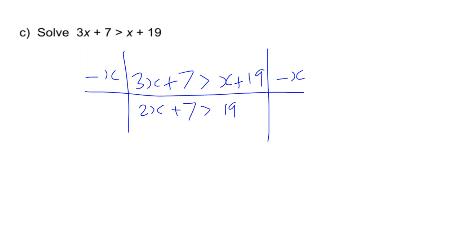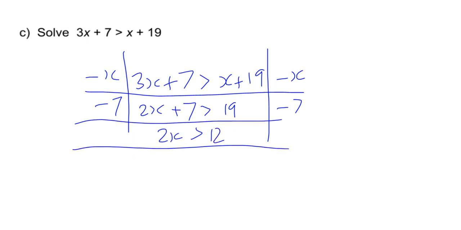So far, so good. Can we get rid of the 7? If we subtract 7 from both sides, that's going to be a good step. So 2x, take away the 7, 19 take away the 7 is 12. And then the last thing to do is to divide by 2. And I get x, 12 divided by 2, is greater than 6. So I'll stick that into MathsWatch and see if it likes that.